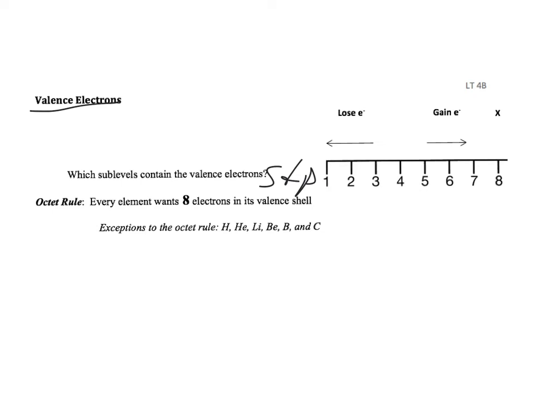The octet rule says that every atom, in order to be stable, every element, wants 8 electrons in its valence shell. In other words, it wants a full S and a full P. In order to have a full S, it has to have 2. In order to have a full P, it has to have 6. So that's where the octet rule comes in.